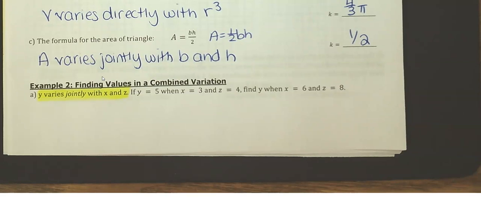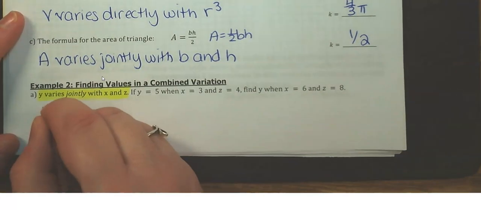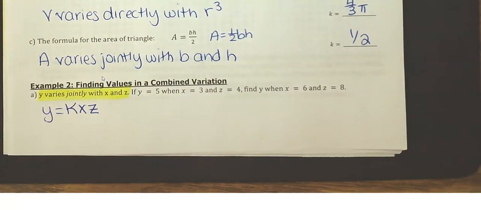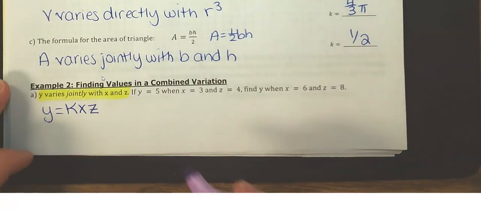Y varies jointly with x and z. Perfect. Okay, so y equals kxz. That's my general setup. Now, the way these work, they're going to give you just enough information to figure out the k value, what the constant of variation should be. It should just be a number.